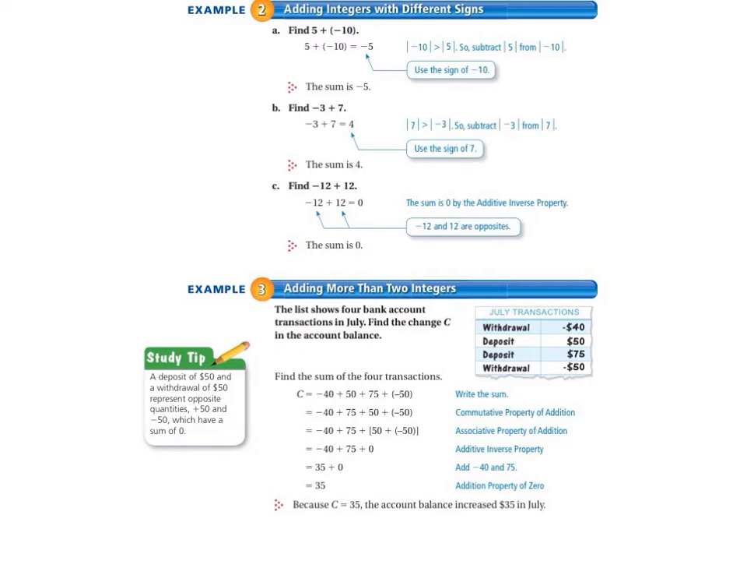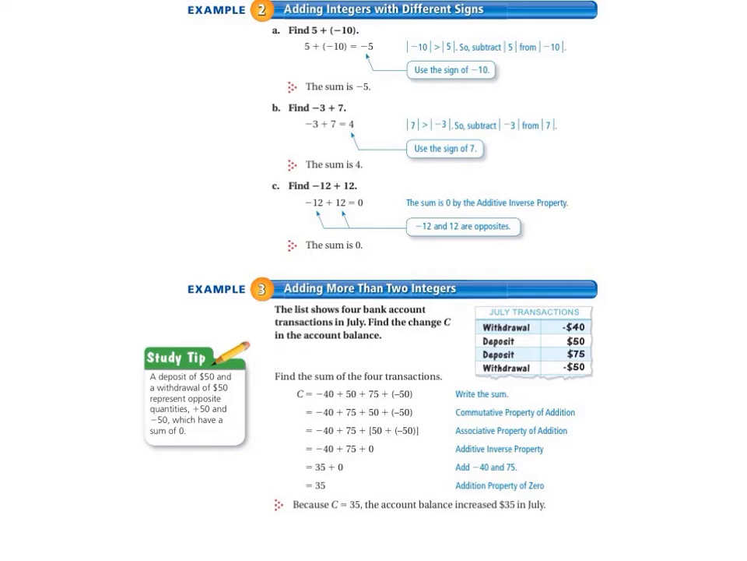The way the book shows you, we are going to take the absolute value, and then we are going to use the sign of the integer with the greater absolute value. So I'll show you how this works, and then in class when we do our foldable, I'll show you an easier kind of trick way to do it. So you'll have a couple of different tools under your belt, so you'll have different ways to do it. So what we do here is we take the absolute value of both of the numbers.